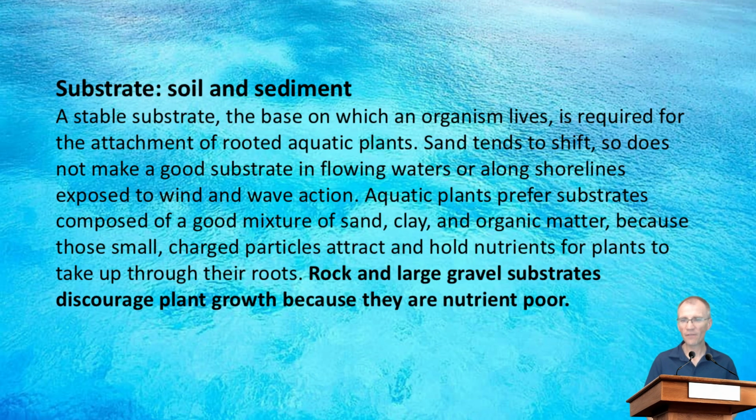Aquatic plants prefer substrates composed of a good mixture of sand, clay, and organic matter because those small, charged particles attract and hold nutrients for plants to take up through their roots. Rock and large gravel substrates discourage plant growth because they are nutrient poor.